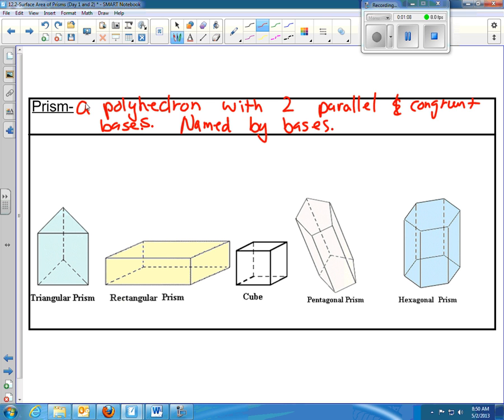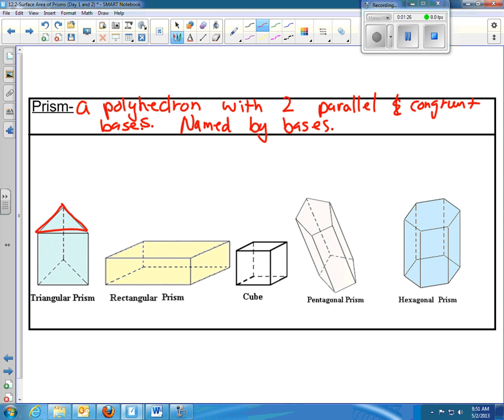So if we look here, we have examples of some prisms. Now, we always think about a base as something that is sitting on. Well, in our prism, it's not always necessarily sitting on the base. So here in our first one, our prism's base is a triangle. So that's what it's named by, triangular prism.